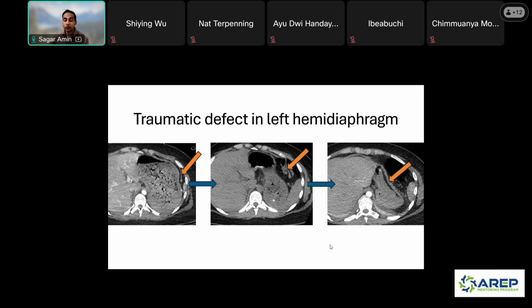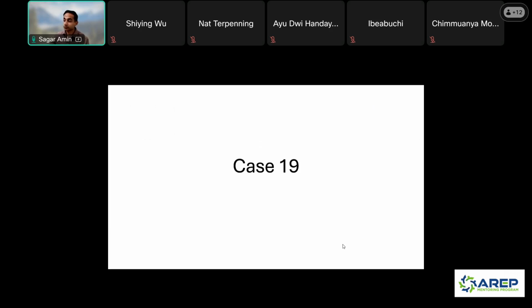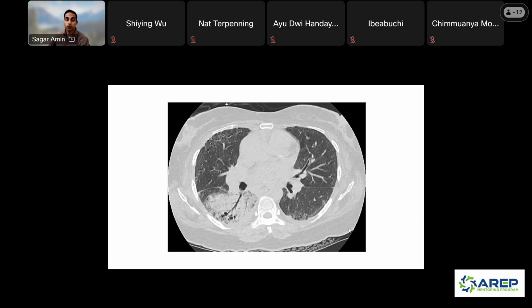So now if I see a trauma case, I always look at the sagittal view to see, is the diaphragm intact? Am I missing anything? Is there any sort of defect that I might be overlooking? Any questions on that one? All right, next case.